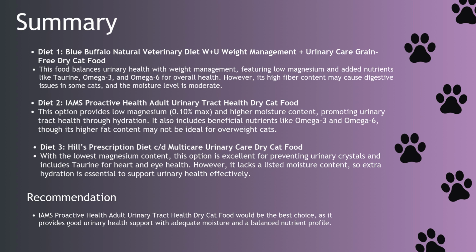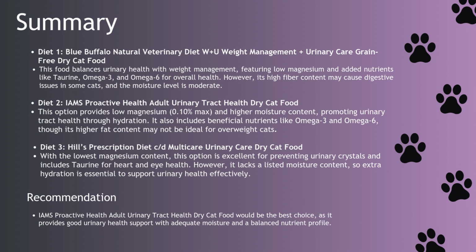Diet 2, ANIM's Proactive Health. This option provides low magnesium, 0.10%, and higher moisture content, promoting urinary tract health through hydration. It also included beneficial nutrients like omega-3, omega-6, though its high fat content may not be ideal for overweight cats.